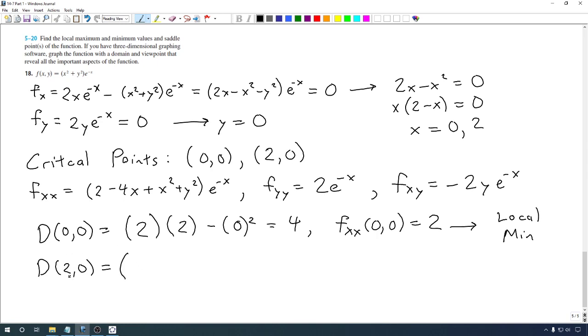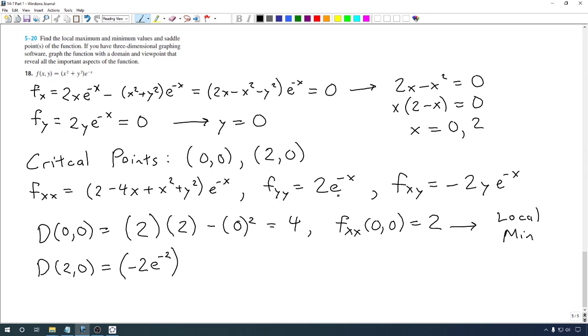On the other hand, for 2, 0, we end up with an e to the minus 2 in there. That's just going to have to be there. But if we plug 2 and 0 into here, the y squared goes away. You have to actually calculate what it is for 2. 2 minus 8 plus 4. We get a minus 2. So we have a negative 2 e to the minus 2.